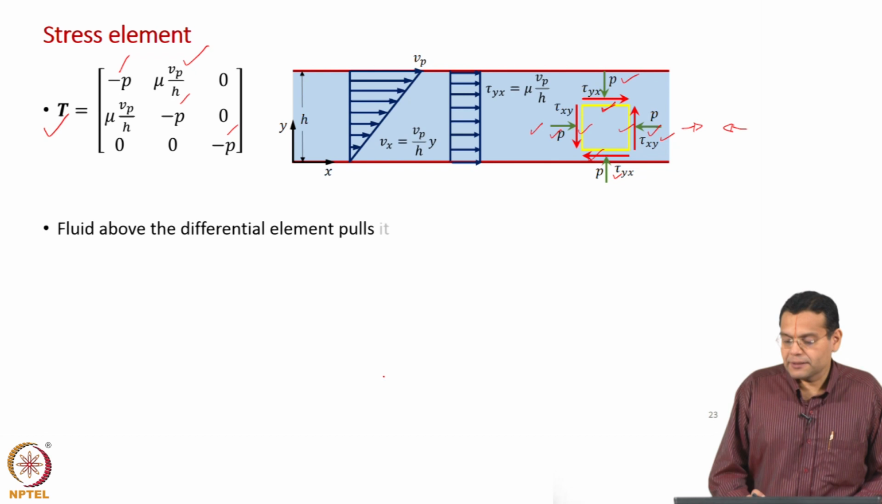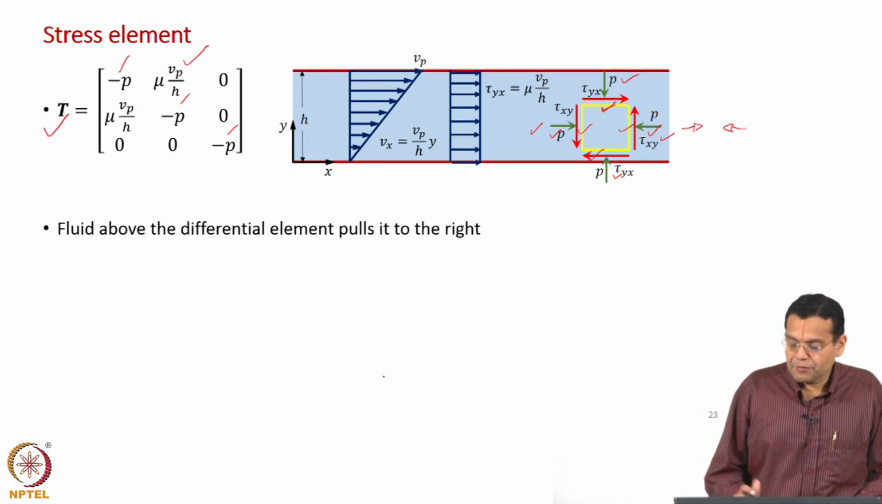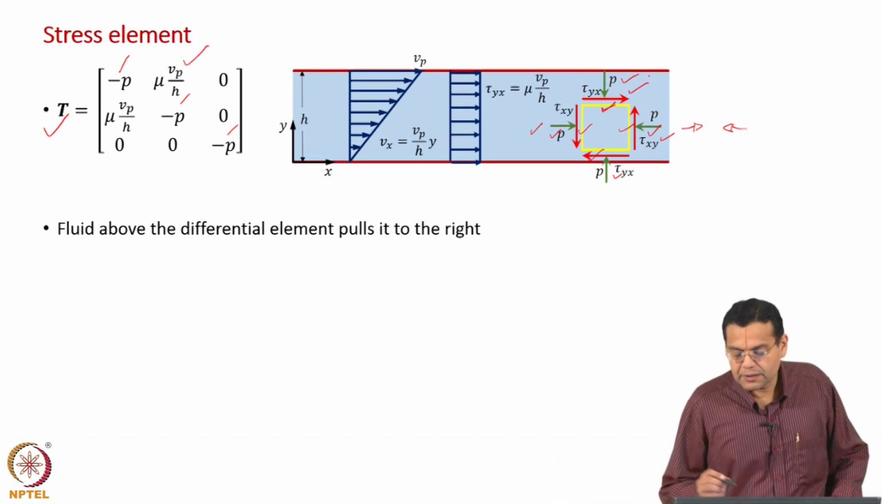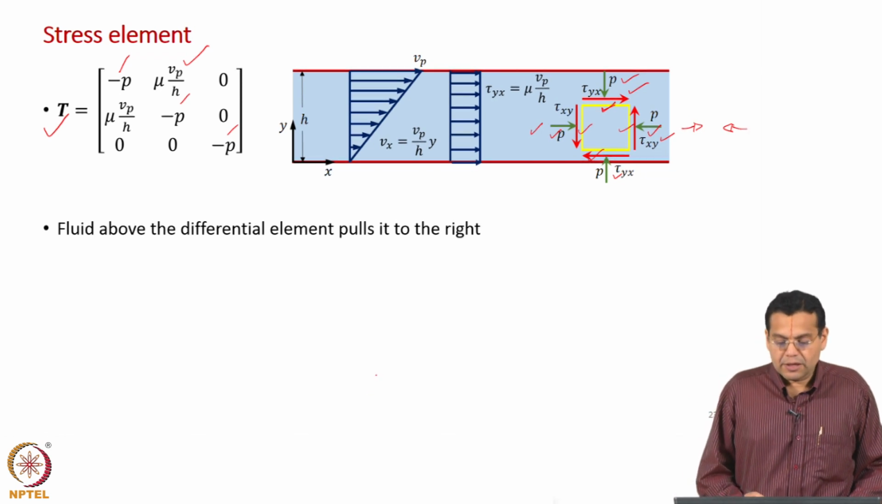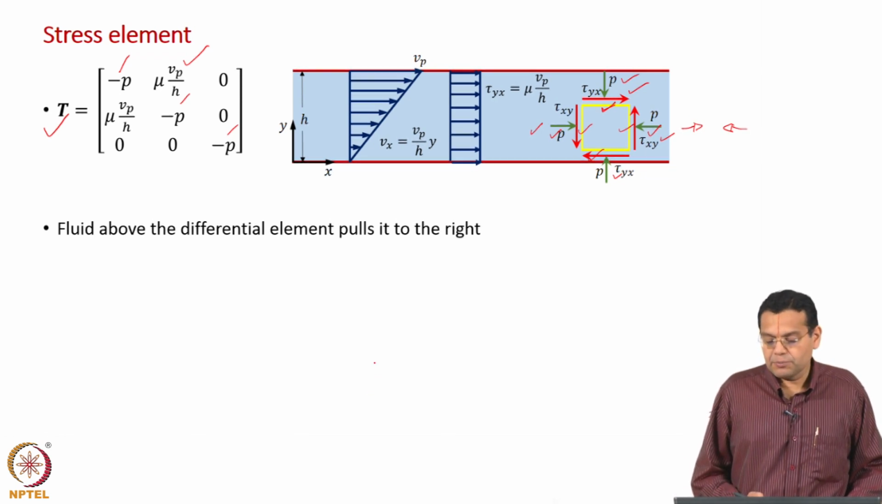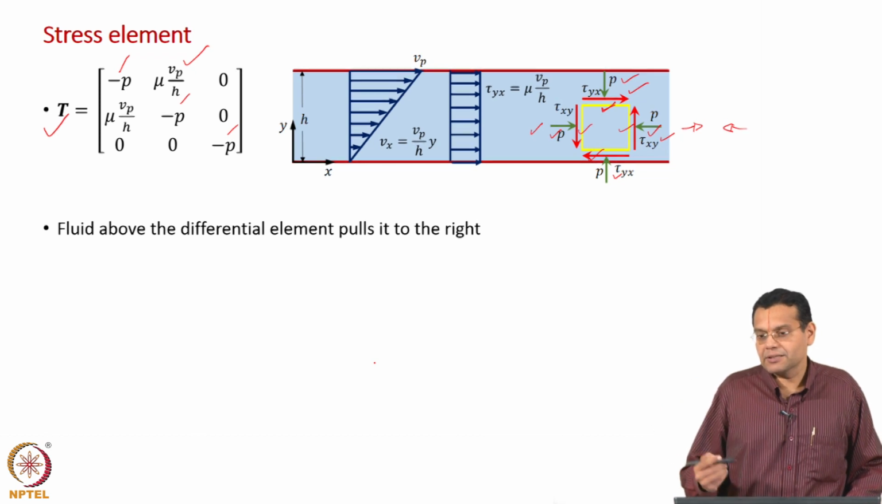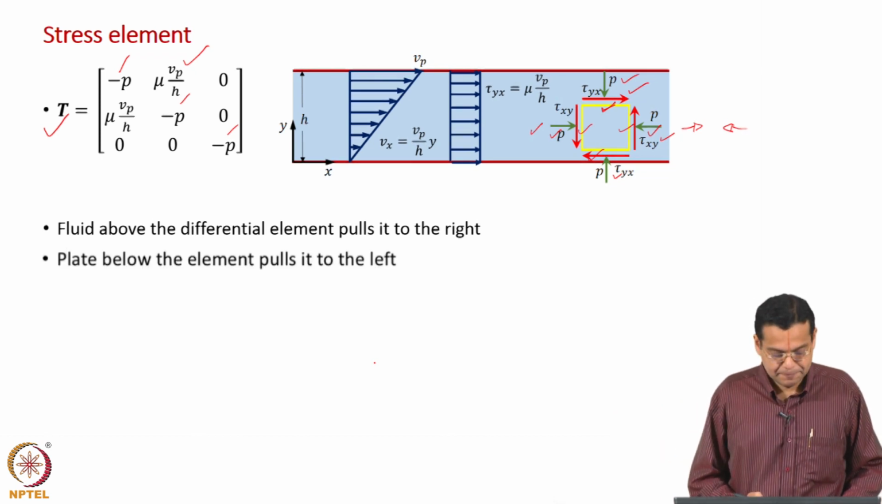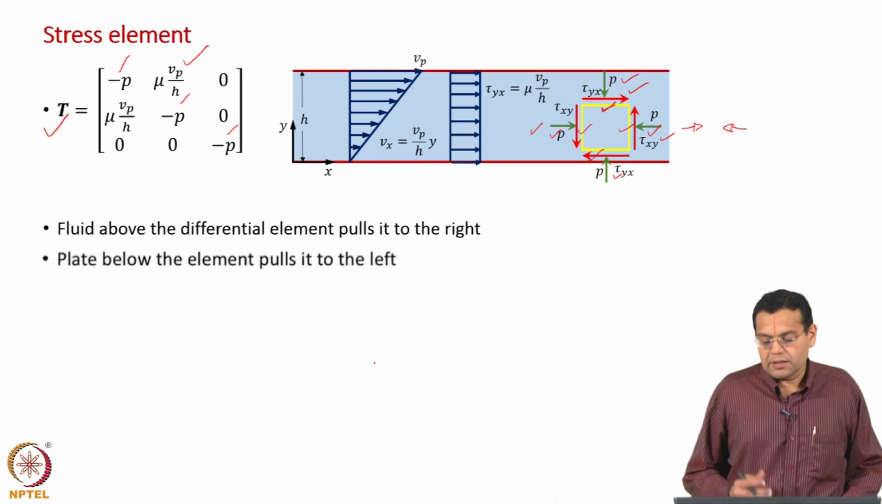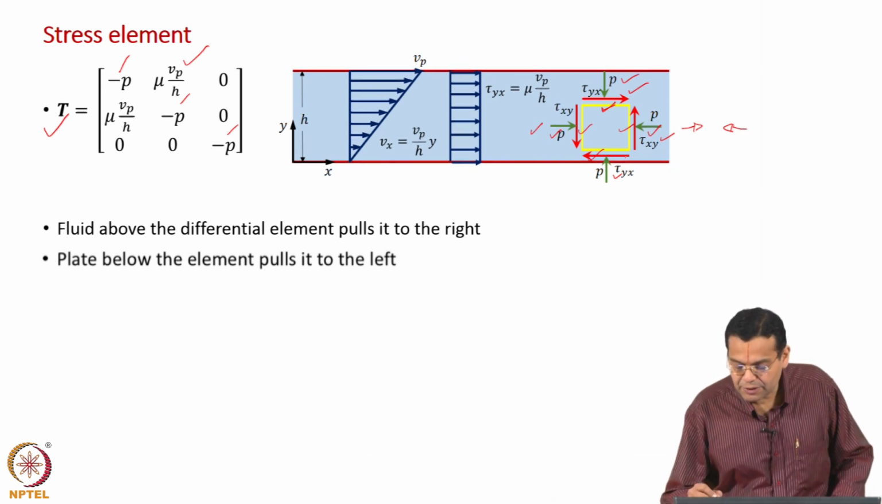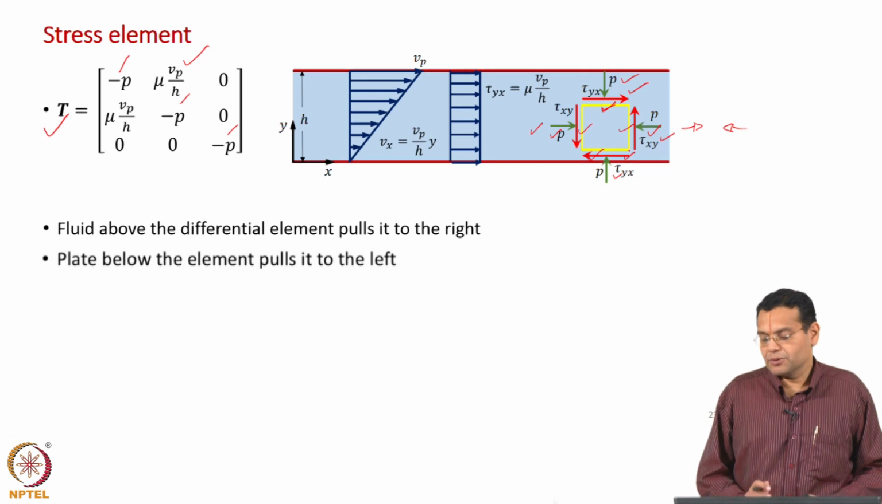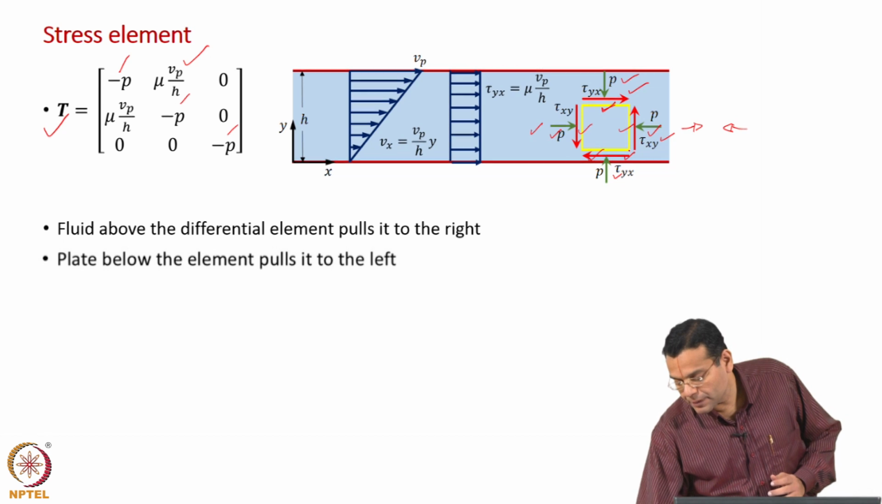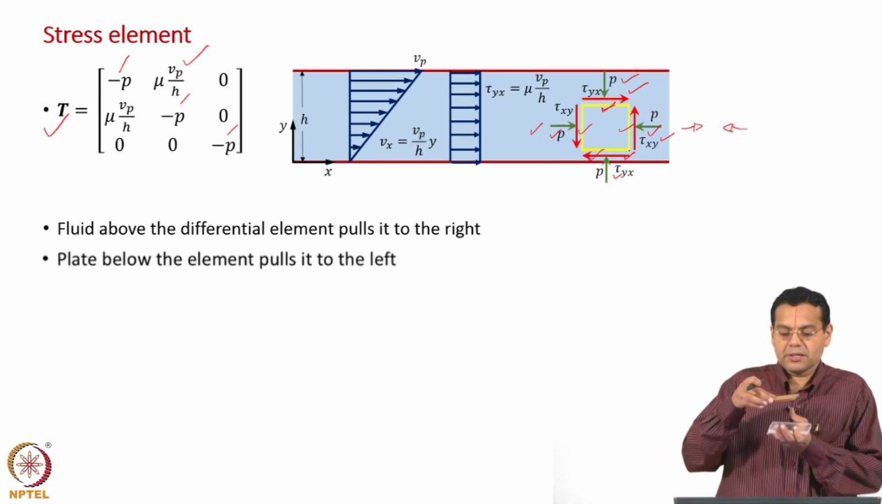Okay. How do you interpret this? If you look at this shear stress, the fluid above the differential element pulls it to the right, because that is at a higher velocity. So, that will try to pull it to the right, and the plate below that is at rest, that is fixed. So, that will pull the fluid element to the left, and that is why you have the force in this direction. So, you have a fluid element and the top plate is set in motion.